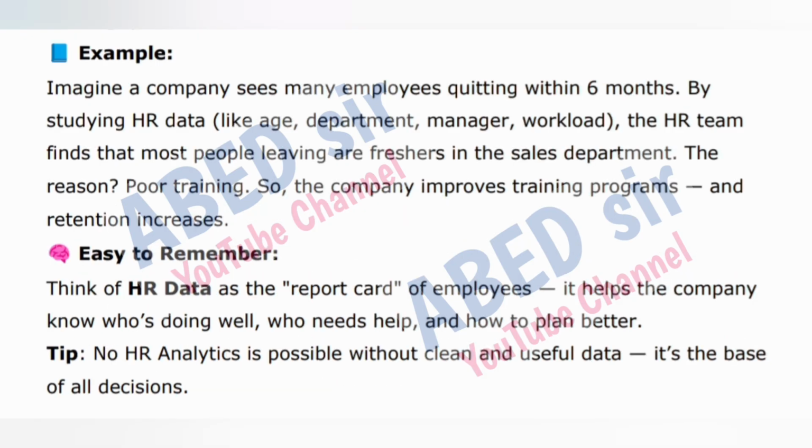Example: imagine a company sees many employees quitting within 6 months. By studying HR data, like age, department, manager, workload, the HR team finds that most people leaving are freshers in the sales department. The reason? Poor training. So, the company improves training programs and retention increases.